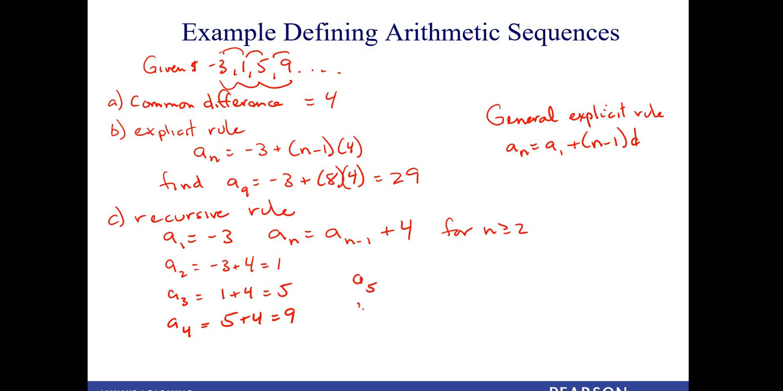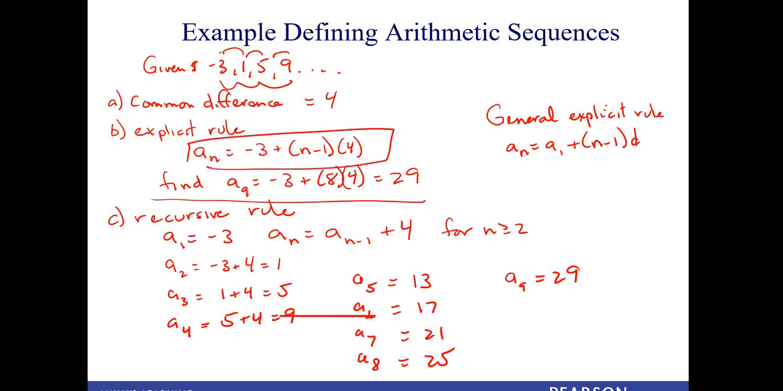A sub 5, A sub 6, A sub 7, A sub 8, A sub 9. Each time I'm going to add 4. So 9 plus 4 is 13, 17, 21, 25, 29. So my explicit rule makes it much easier to find large terms further down. My recursive rule allows me to find terms one after the other. Okay? So that's our arithmetic sequences.